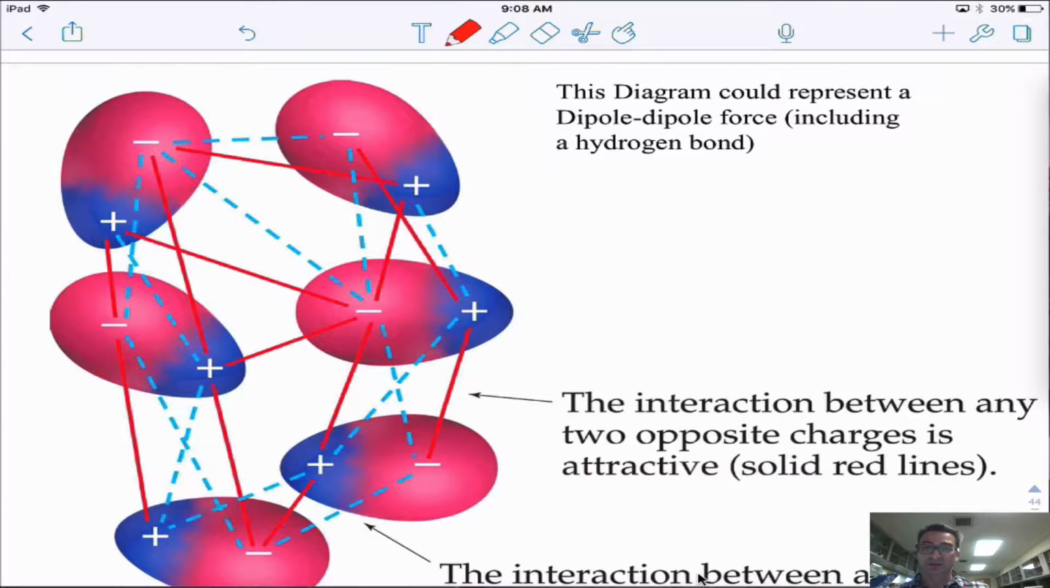Before I show you a little bit about hydrogen bonds, though, this is just a diagram showing you a more complex representation of what the dipole-dipole interactions look like. You can see that there's these dotted blue lines over here that I'll highlight, and then there's the red lines here. The red lines are illustrating the attractive forces, and the dotted lines are illustrating the repulsive forces. The idea is to maximize the attractive forces and minimize the repulsive forces, and that's what we're trying to do.